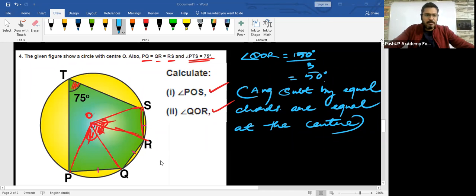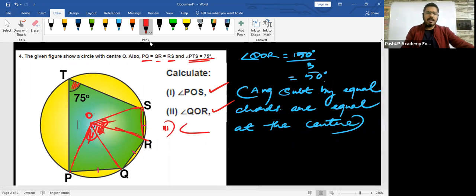They have also asked you to find PQR. Now, children, I'll do one thing. I'll ask you an additional question. Find angle PQR here. Find angle PQR. How much? 130.